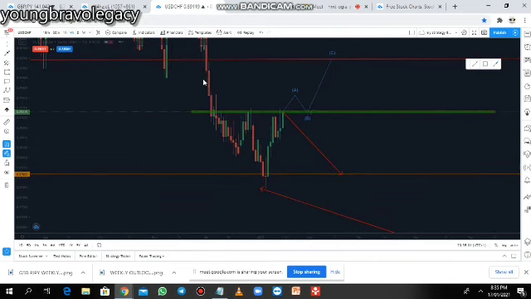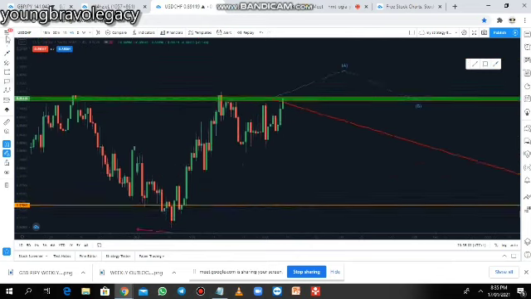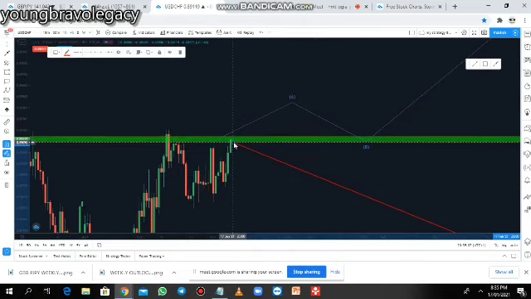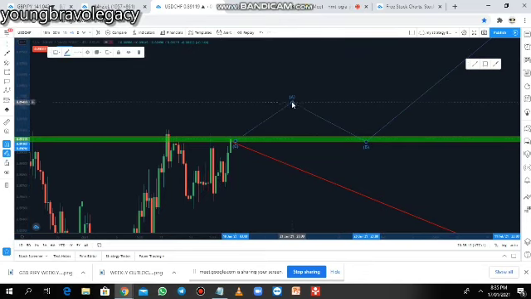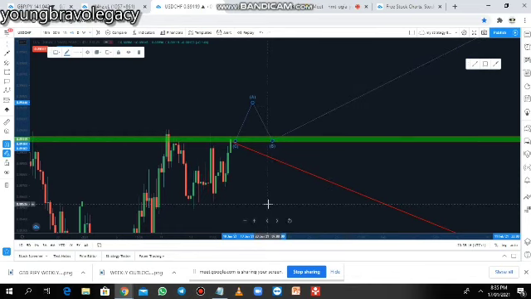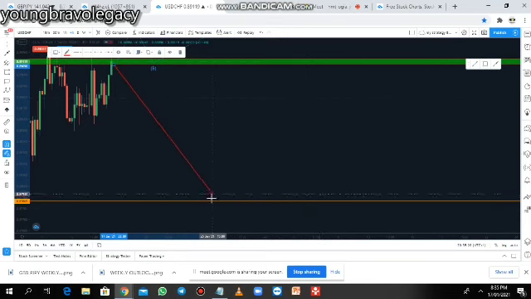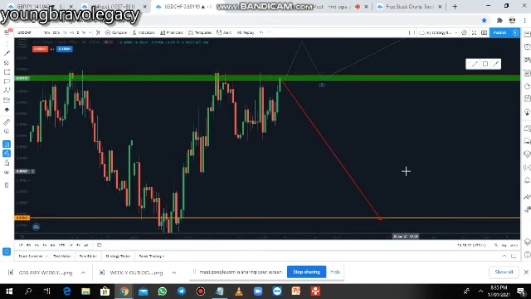So let's go to the 4 hours to see if we can see anything clearer. I think we have the same idea here. A breakout and retest for buy. A rejection for sell.